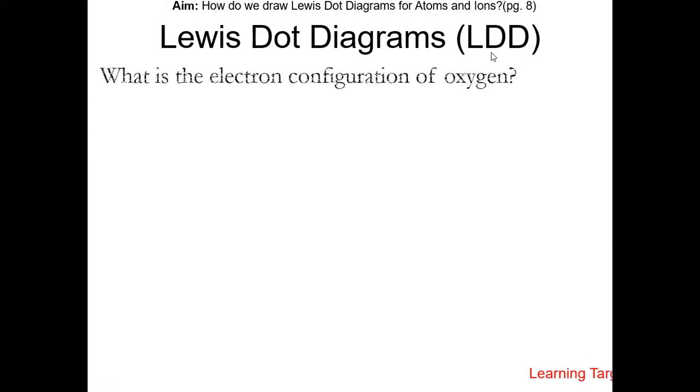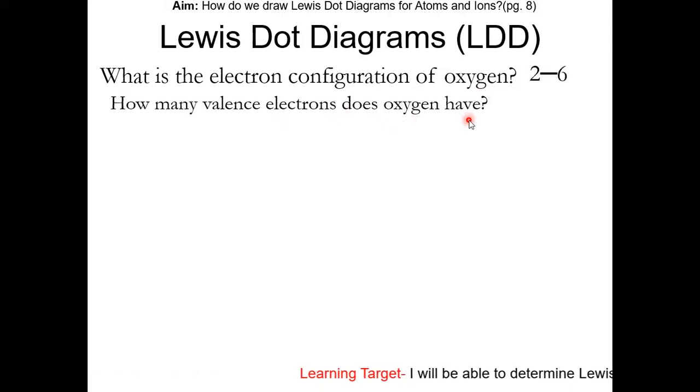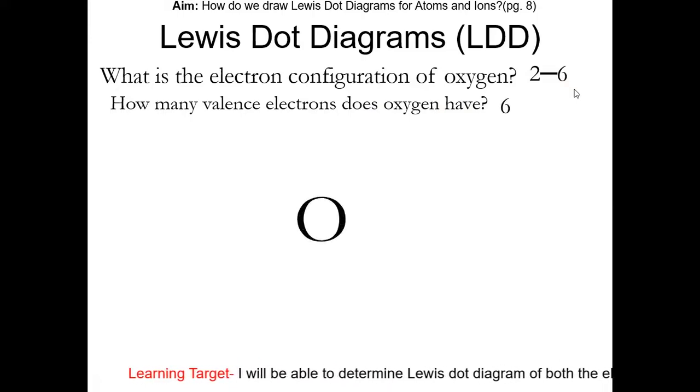Now I'm going to do an example of a Lewis dot diagram. So what is the electron configuration of oxygen? If you look at the periodic table, it is 2, 6. How many valence electrons does oxygen have? That's the last number, so it's 6. So first, you draw the symbol of oxygen, which is O.